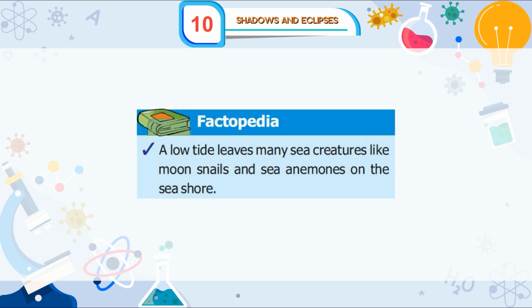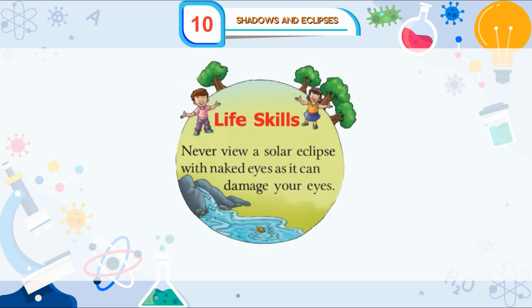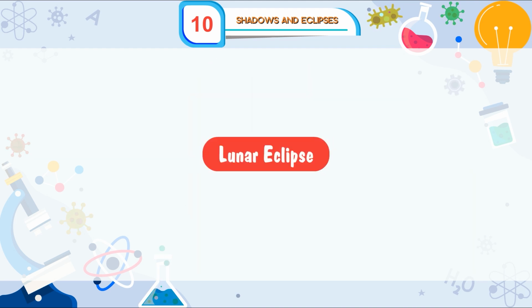Factopedia. A low tide leaves many sea creatures like moon snails and sea anemones on the seashore. Life skills. Never view a solar eclipse with naked eyes, as it can damage your eyes.